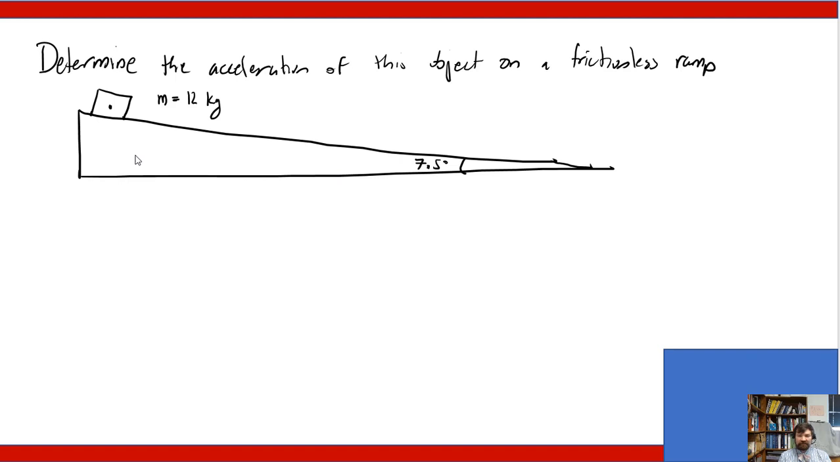So we have an object sitting on an inclined plane. It's a frictionless plane. We're given the mass of the object, we're given the angle of the plane, and we're asked to find the acceleration and maybe find all the forces. So we know, I want to switch colors here.